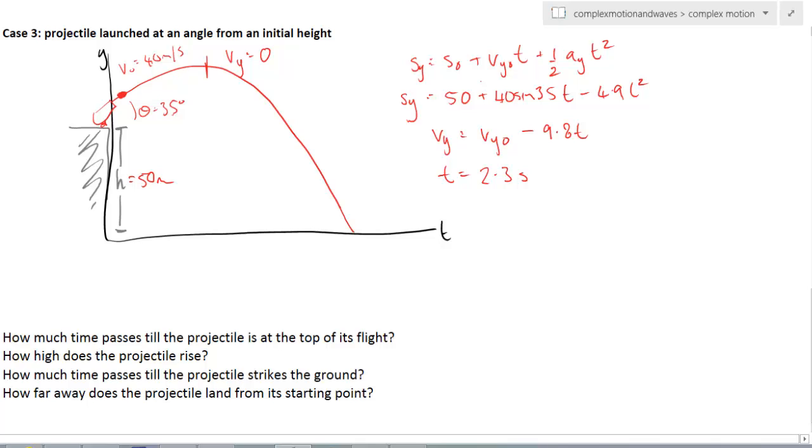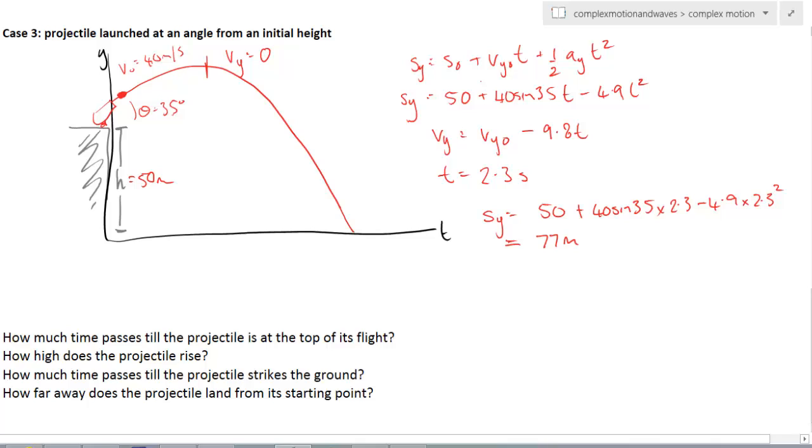How high does the projectile rise? Well, again, we did that in the previous question. We found that it rose an extra 27 meters. So that's basically the same as saying, let's find the position there. Sy is going to be 50 plus 40 times sine 35 times 2.3 minus 4.9 times 2.3 squared. So that's substituting that. You have your original 27 plus the 50 that it started off with, so 77 meters high.